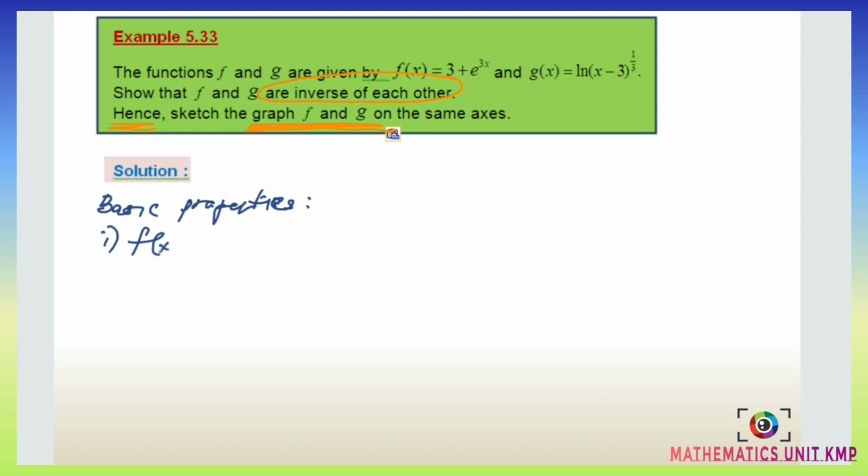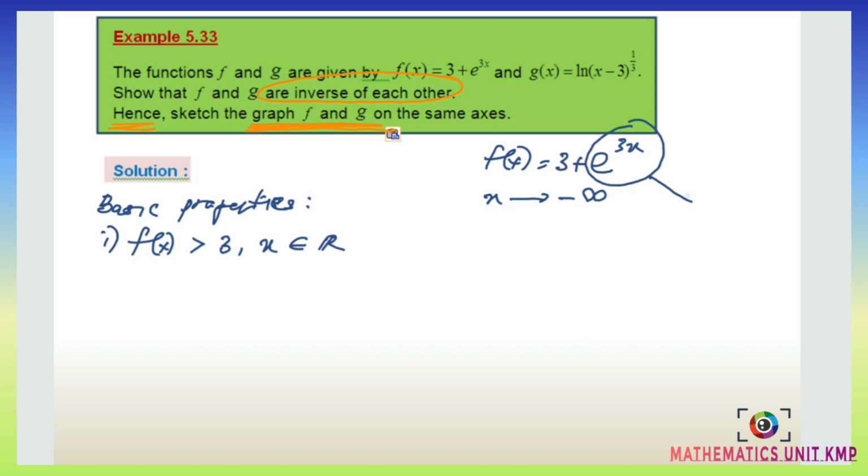First, f(x) must be greater than 3 for x an element of real numbers. Why must f(x) be greater than 3? Because f(x) equal to 3 plus exponent 3x. When x approaches negative infinity, the value of exponent 3x is nearest to 0. And that means f(x) approaches 3.